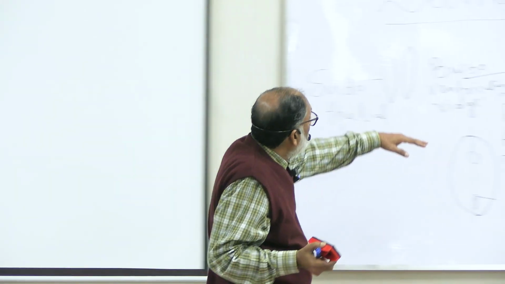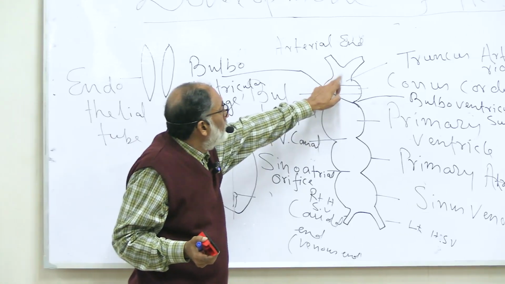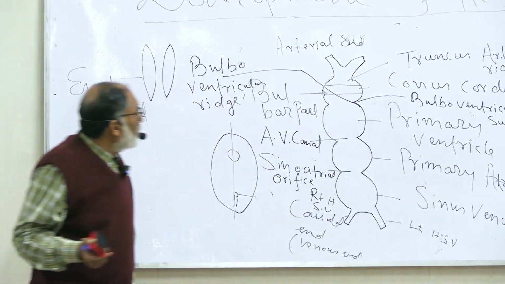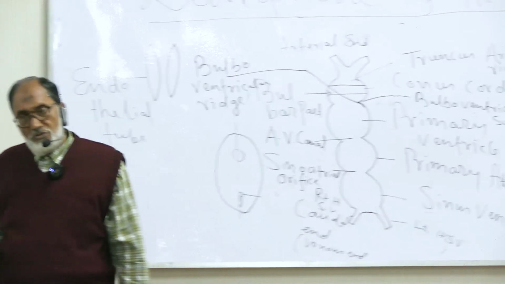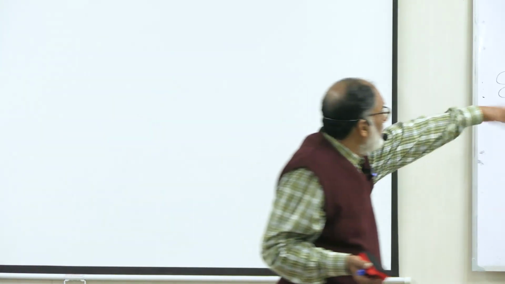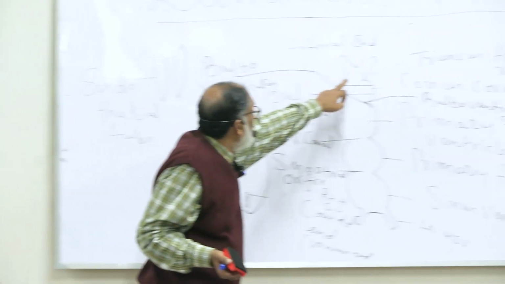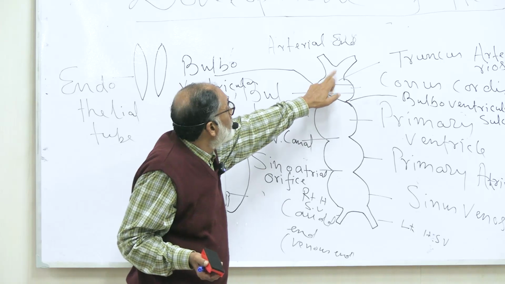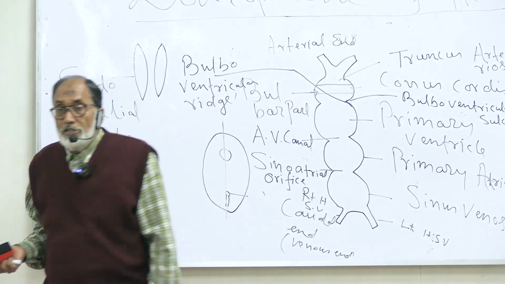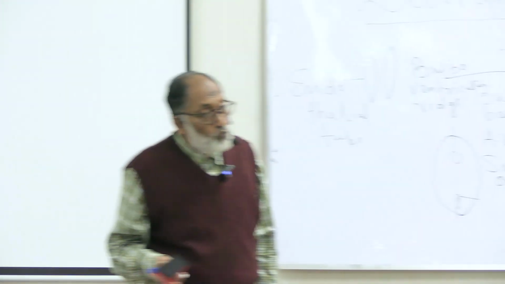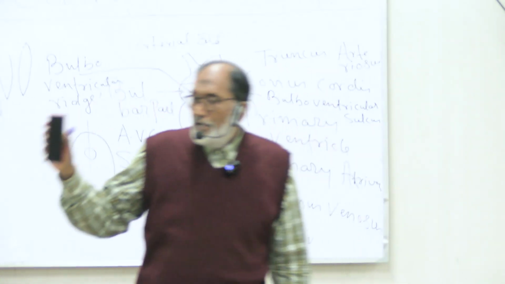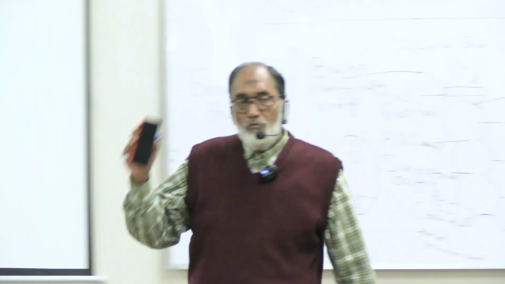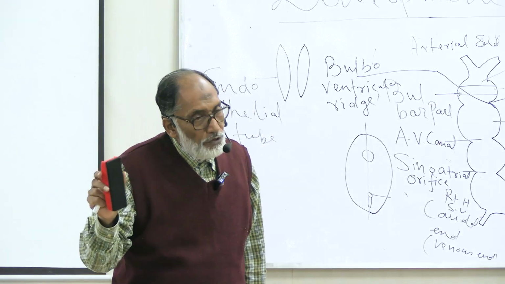Now, the distal part of the bulbus cordis at the arterial end is known as the truncus arteriosus. That will give rise to the pulmonary trunk and ascending aorta.